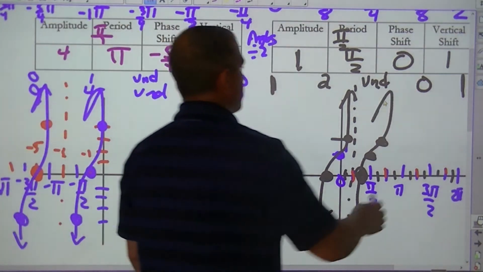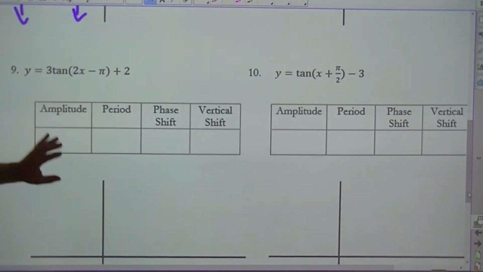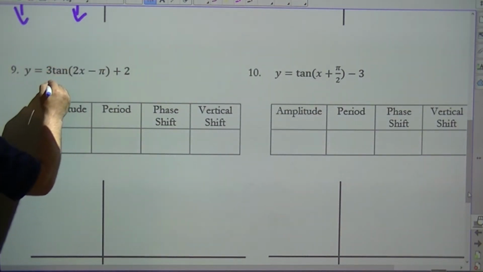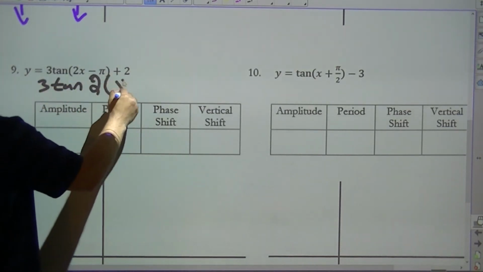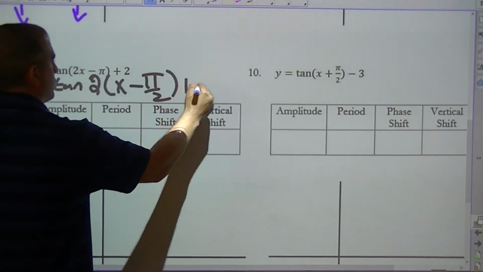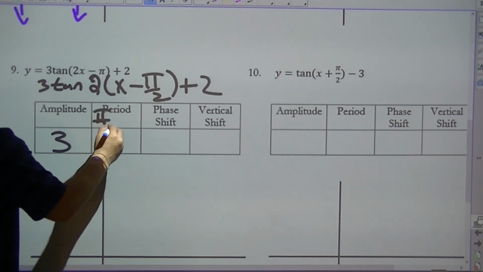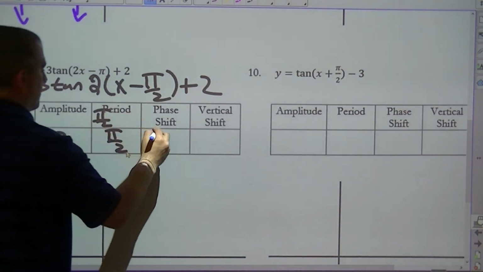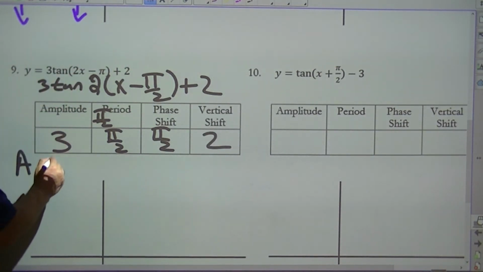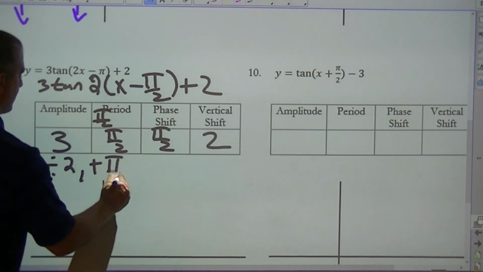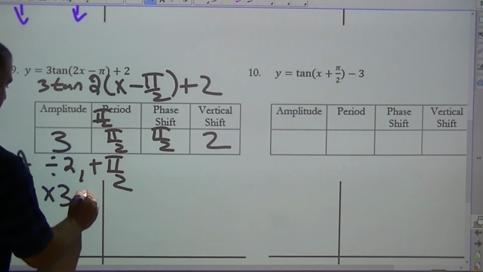Okay, in the interest of time, I know these videos are running really long. Let me just fill in what you would do here on these, and then you can graph them yourself. On this one, what I'd have to do is I'd have to take the 2 out. So I would have 2x minus pi over 2 plus 2, so I divide each one by that. My amplitude would be 3. My period would be pi divided by 2, or pi over 2. The phase shift is also pi over 2, and the vertical shift is 2. For your angles, what you would do is you would divide by 2, and then you would add pi over 2. For your values, you would do times 3, and then plus 2.